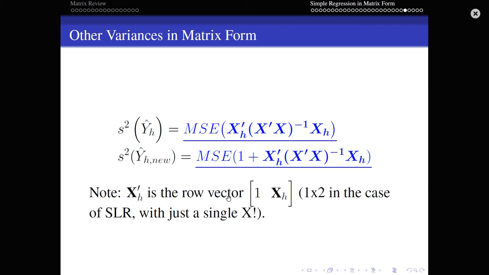Now, though, X transpose H is a row vector with just all of the X values listed out. So if I had multiple different X values, I would list them. Let's say the value of X1 is 35, and the value of X2 is 87, and the value of X3 is 52. I would just list those out in this row vector. In the case of simple linear regression, this is not a vector of X's. This is just a single X. So we have the vector 1 and then whatever our X value is. And that's what we would plug into X transpose sub H.